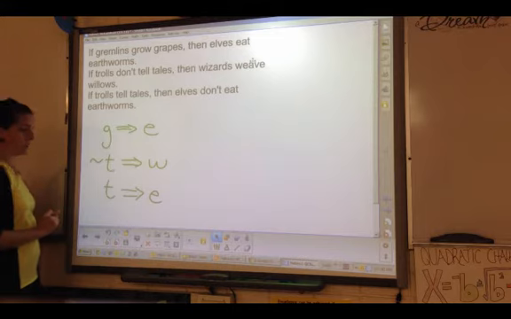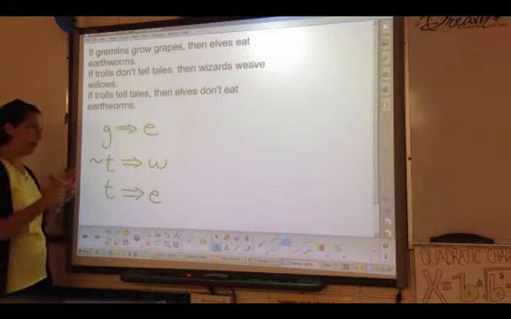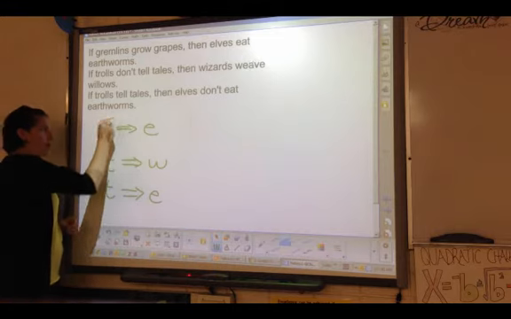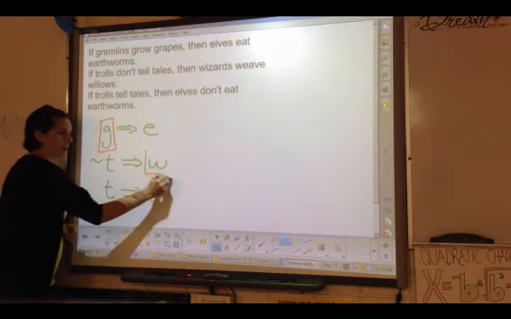So when we look at this, hopefully you're seeing that the odd man out, or the ones that don't have a partner, are G and W.